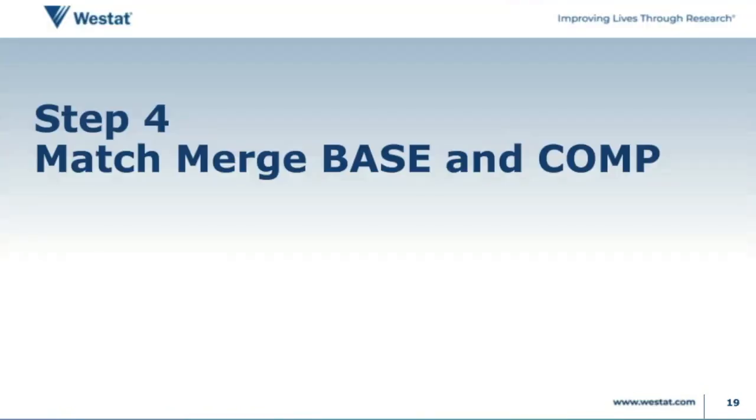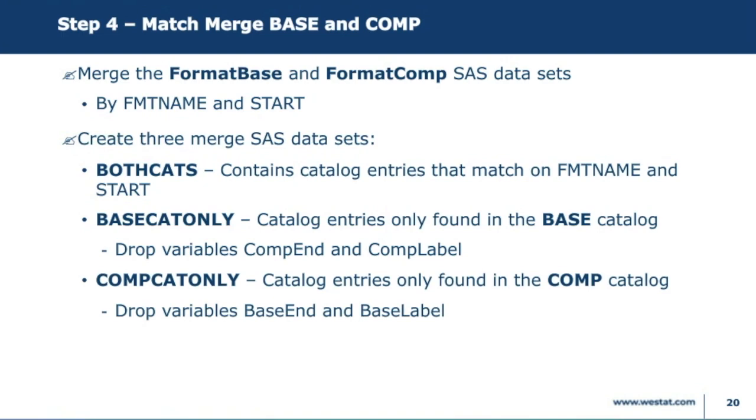Well, we've been talking about the upcoming merge, and it is upon us. What we're going to do in step 4 is a match merge. We're going to merge the format base and format comp SAS data sets by format name and start. And when we do this, we're going to create up to 3 possible SAS data sets. We're going to create an output data set called both cats, and that's going to contain catalog entries that match on format name and start.